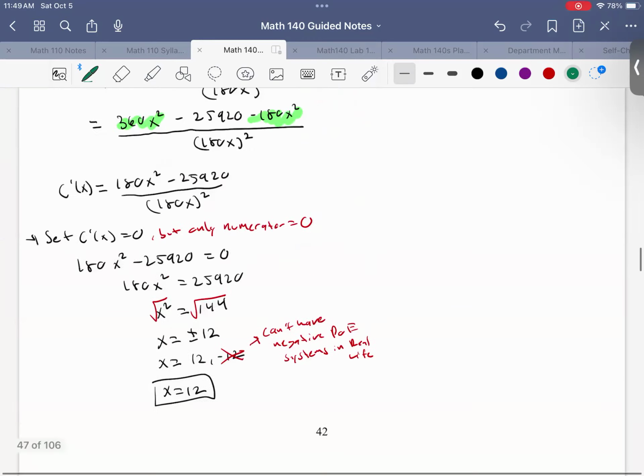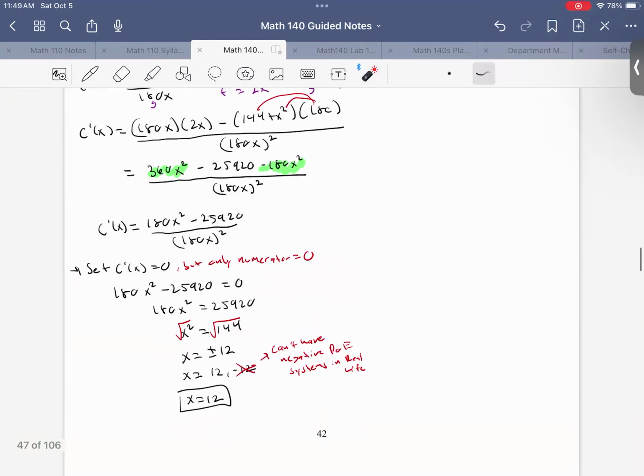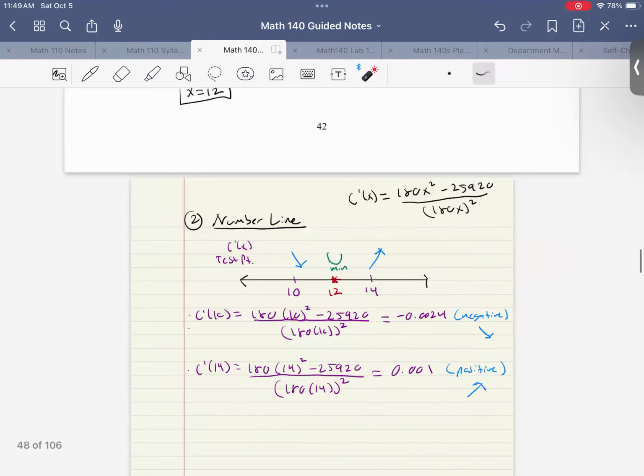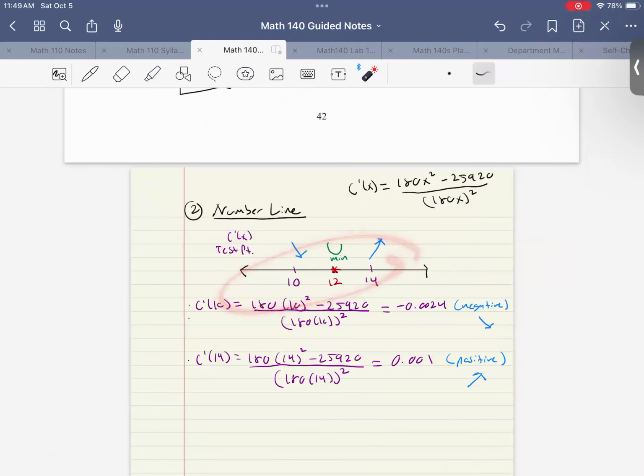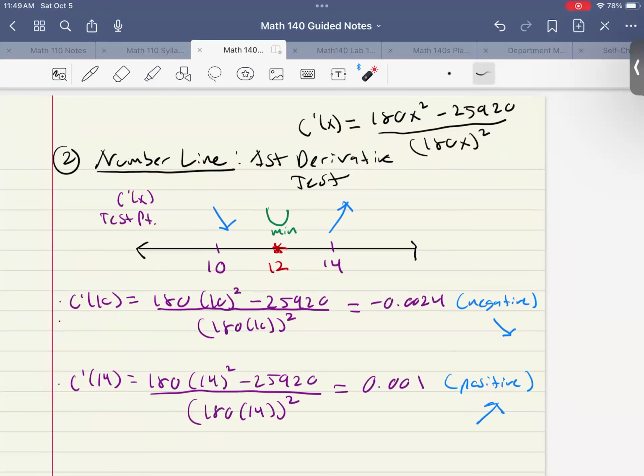So finding the critical value, right, through a lot of work is going to be 12, and then putting that on a number line using our first derivative test, right? First derivative test to see whether it's a min or not actually holds up because we're decreasing before, increasing after, so it is a min.